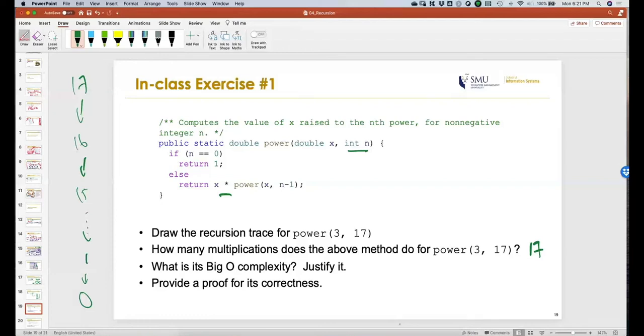So they have shown the recursion trace from 17 to 0, each one of which involves one multiplication except the last one, 0, right? So right now we are at a point where we get 17 multiplications, that is correct. So then what is the complexity? O(n). All right. Now how would you justify it?